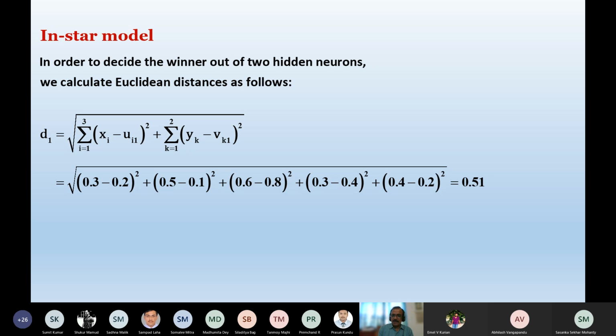And how to implement that? We calculate the Euclidean distance. Now here, there are only two neurons on the hidden layer. So I'm going to calculate only two D values, D1 and D2. How to calculate D1? Very simple. Square root of summation i equals 1 to 3 of (xi minus ui1) square plus summation k equals 1 to 2 of (yk minus vk1) square. And if you substitute all the numerical values, you will get 0.51 as D1.